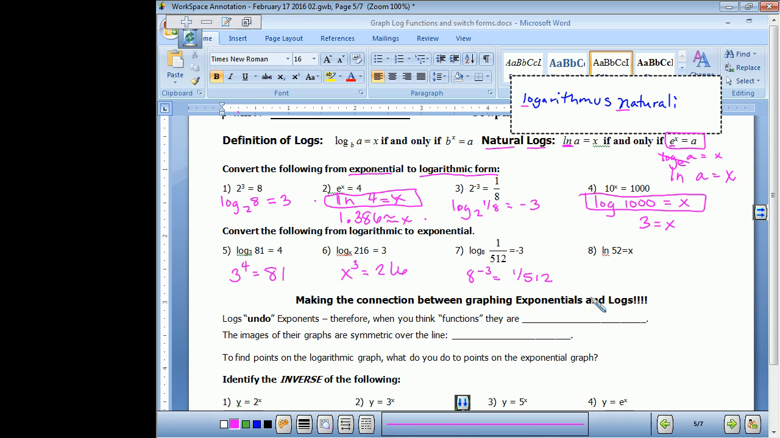And what is the base on number 8? E. So it would be e to the x equals 52. So the first 4 we're switching from exponential to logarithmic, and the second 4 we're switching from logarithmic to exponential form. Now, we know we can go back and forth, and when we think about the connection between exponentials and logarithmic functions, we know that logs undo or solve for our exponents. Therefore, when we think about them in terms of functions, how can we classify them?